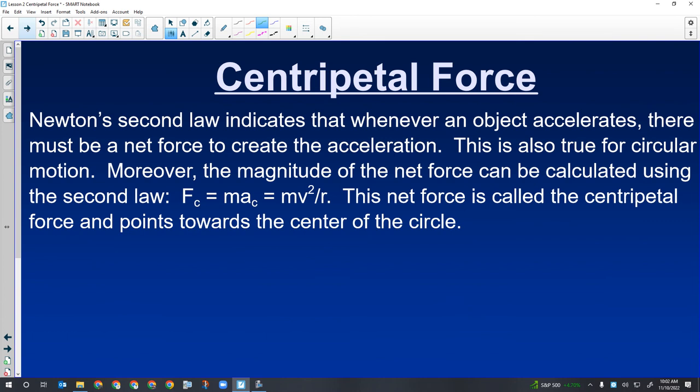Okay, so this is what we were just talking about a minute ago. Centripetal force is mass times centripetal acceleration, because it's a net force. And that's going to be mv squared over r. That formula is on your formula sheet, so it's not something you have to memorize or write down. It's on your formula sheet, and you're going to use it all the time. So that net force is the centripetal force, and it always points towards the center of a circle, because without it, it wouldn't be circular motion. It has to be directed towards the center.